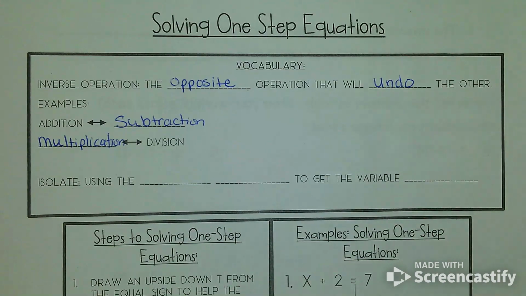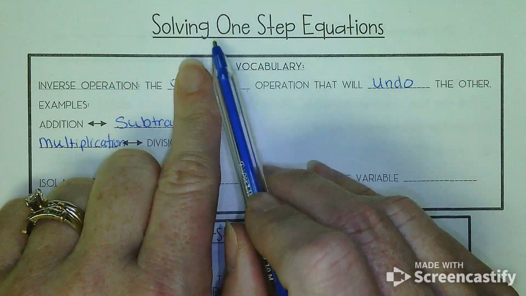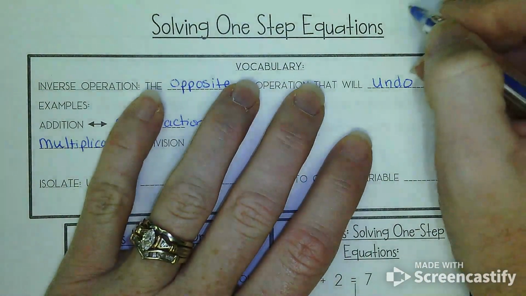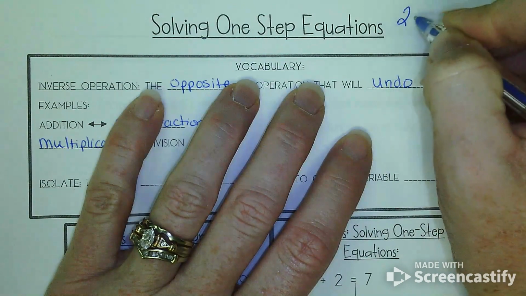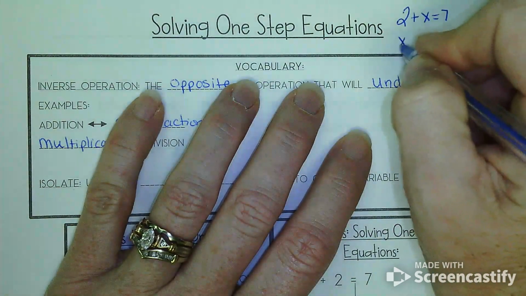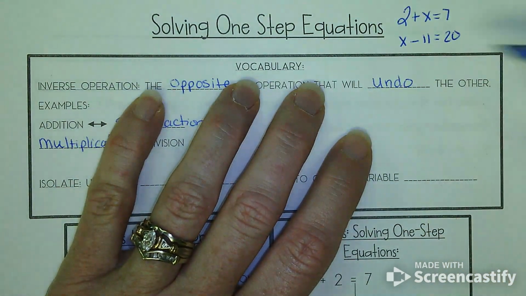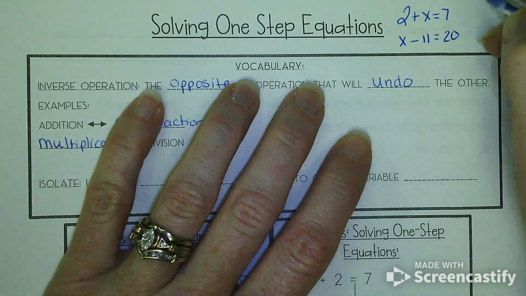Good morning, seventh grade. Today we're going to do a quick video about solving one-step equations. A one-step equation is something that looks like 2 plus x equals 7, or x minus 11 equals 20. This is addition and subtraction.